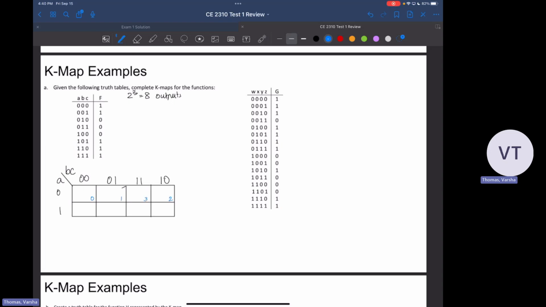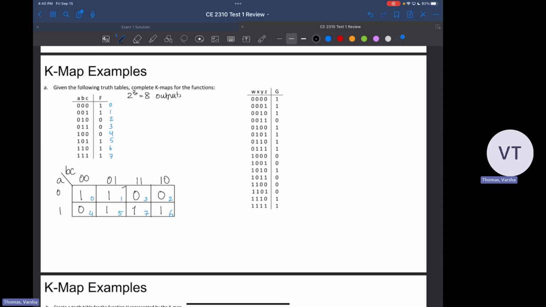Those numbers, again, correspond to the decimal value of the binary that's associated with each one. So 4, 5, 7, and 6. Then I'm also going to number my rows of the truth table here, just so when I'm transposing each one, I'm not messing up. So starting from the top, 0, 1, 2, 3, and then I've got 4, 5, 6, 7. And that's how you fill in your K-map.